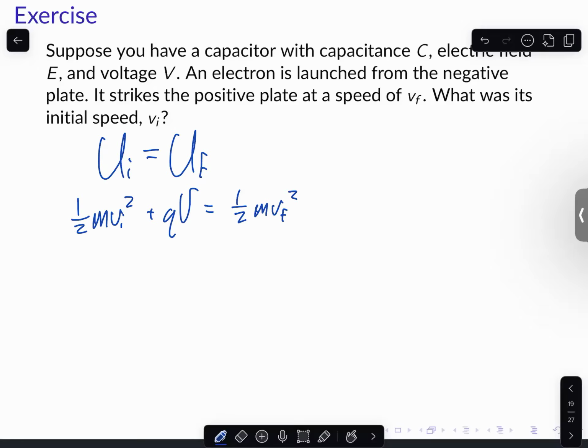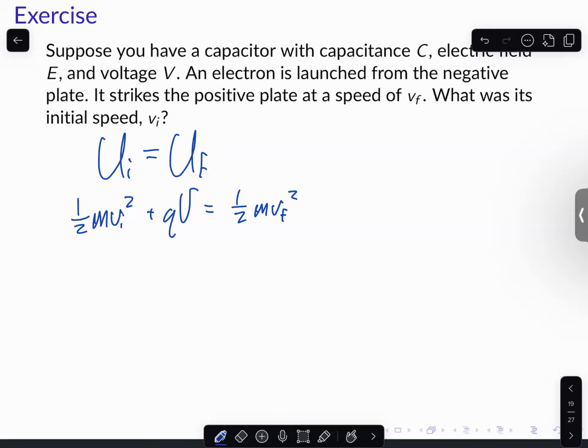Please note V and V are different terms. When I multiply Q times V, I'm talking about voltage. When I multiply half mv squared, I'm talking about speed or velocity, magnitude of velocity. I write my speeds or velocities as lowercase v's and my voltages as capital V's. Beware.